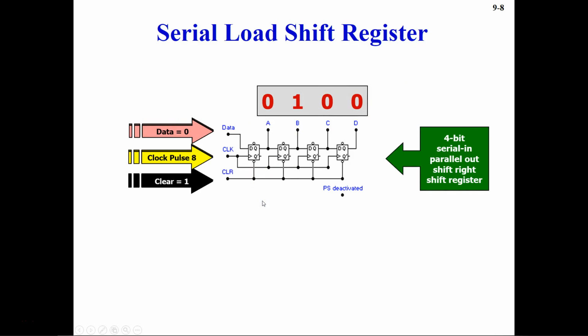So this is your 4-bit serial in, parallel out shift register. You see that you are serially giving the input to the flip-flop and you're getting the output in parallel form. And if you want to get the output in serial form, then you can just take the output from here.